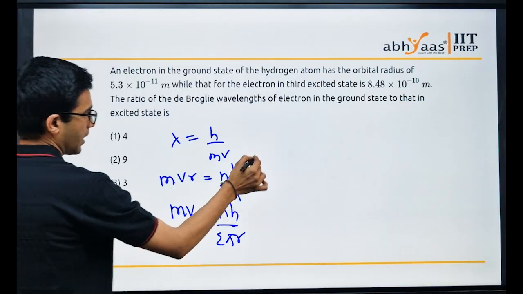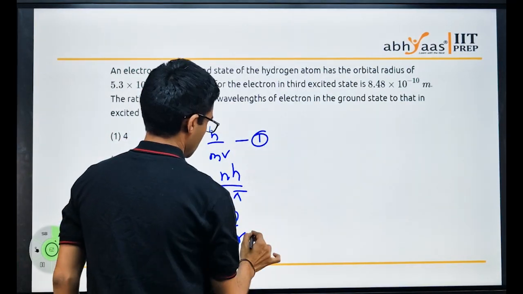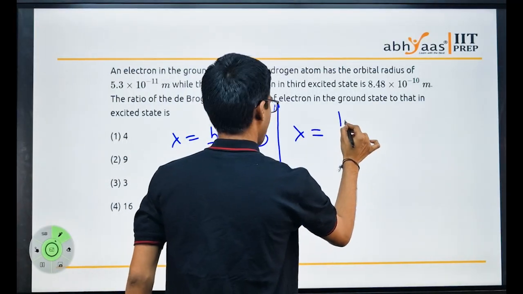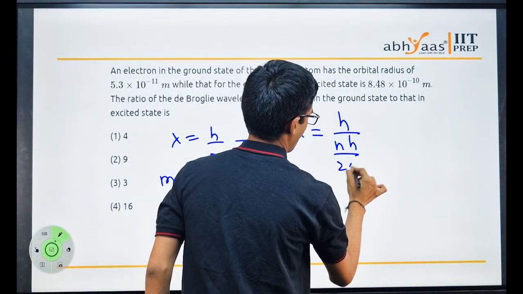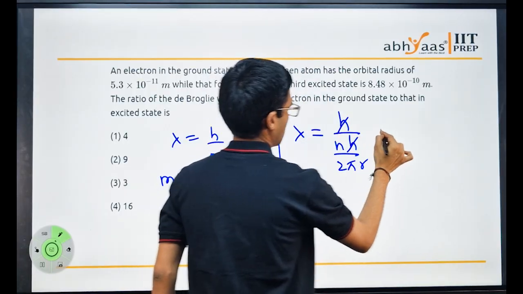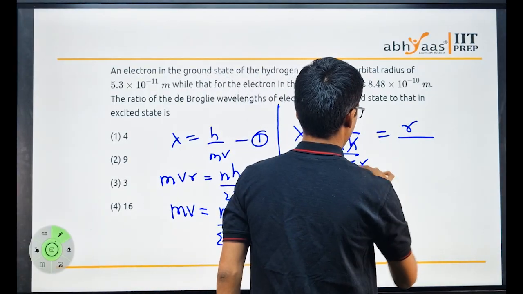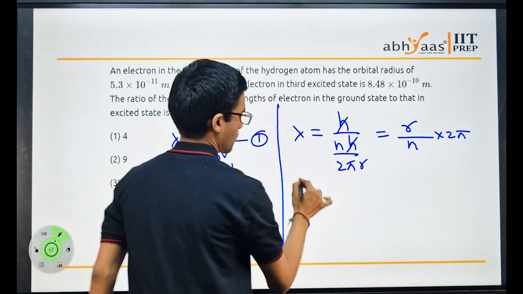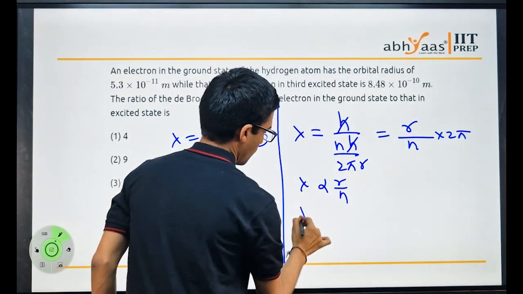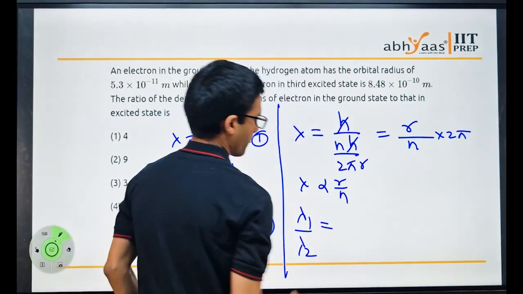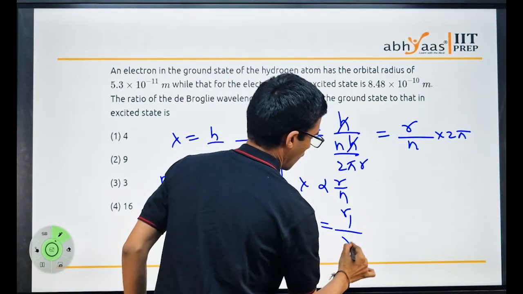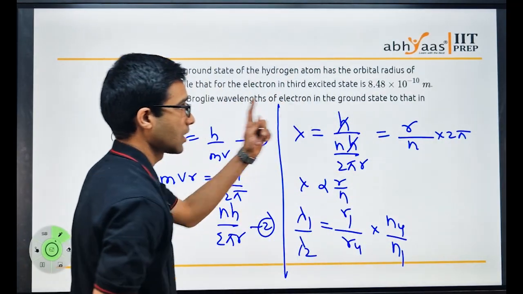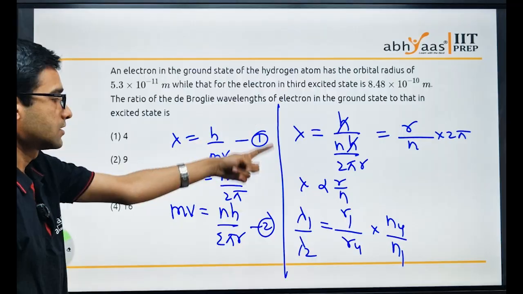Substitute that in the first formula. This is the second one. So lambda is equal to h divided by n h by 2 pi r. The h cancels, so lambda is equal to 2 pi r by n. So lambda is proportional to r by n. He is asking lambda 1 by lambda 2, so that is r1 by r4 into n4 by n1, because it's the third excited state. Third excited state means the fourth one.